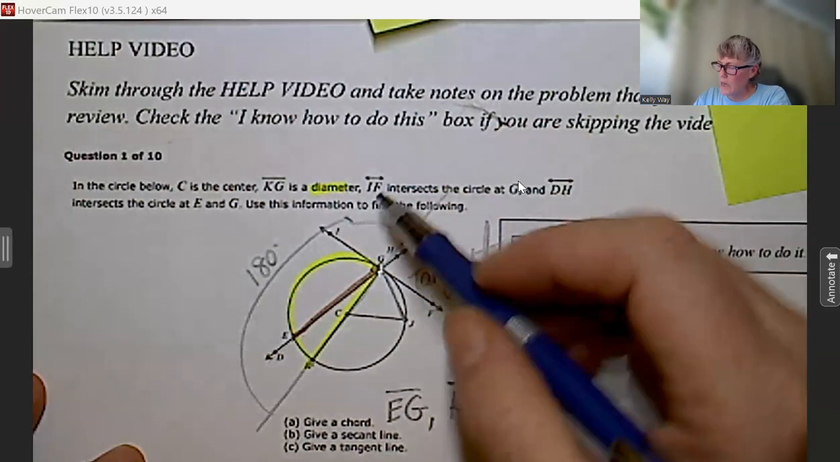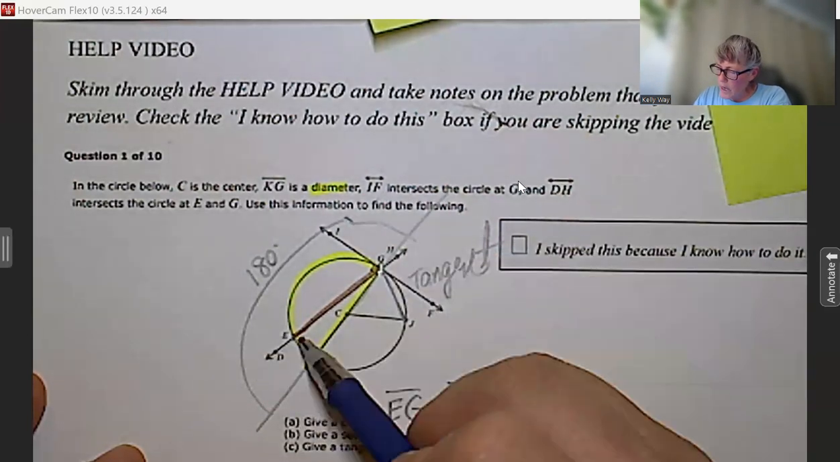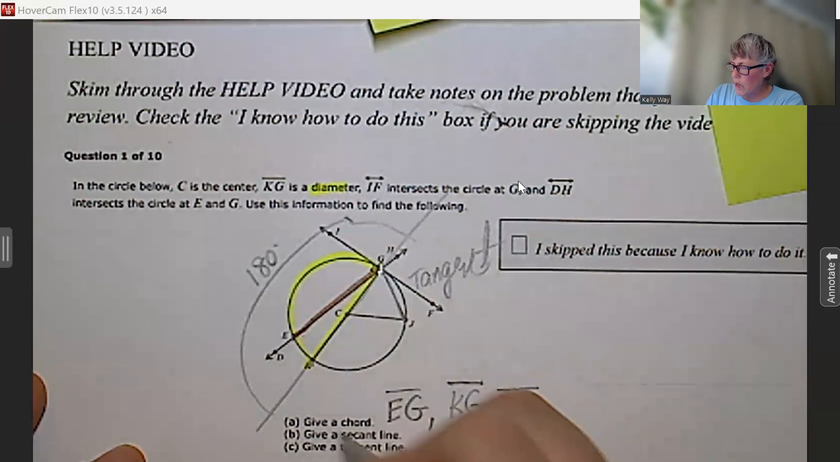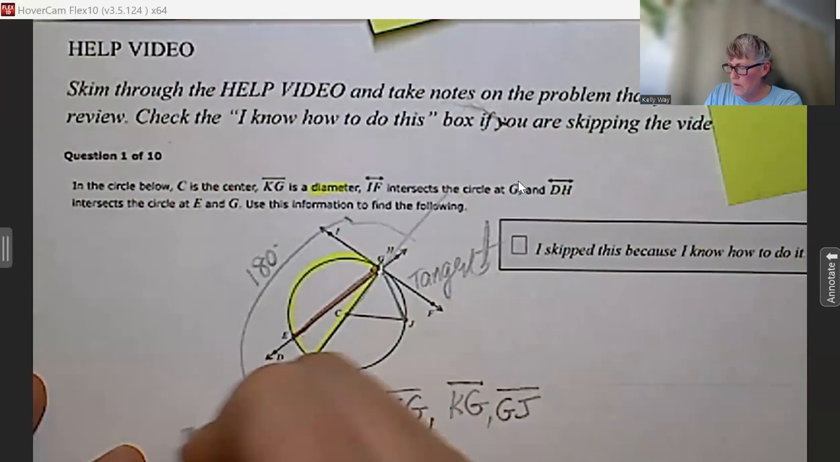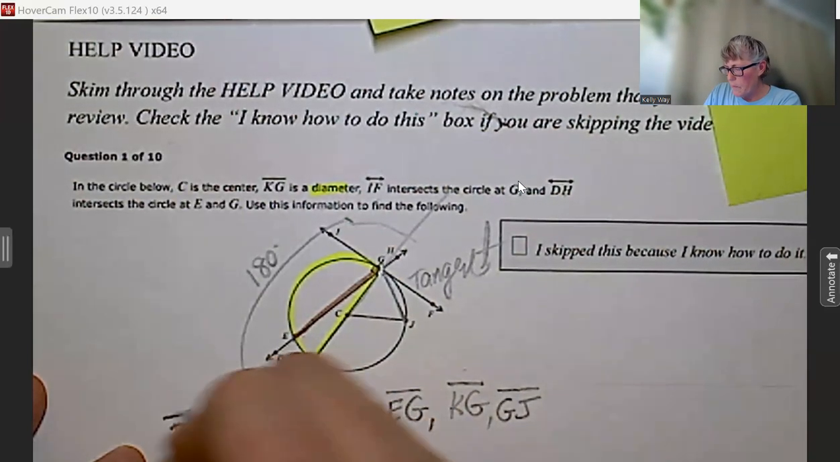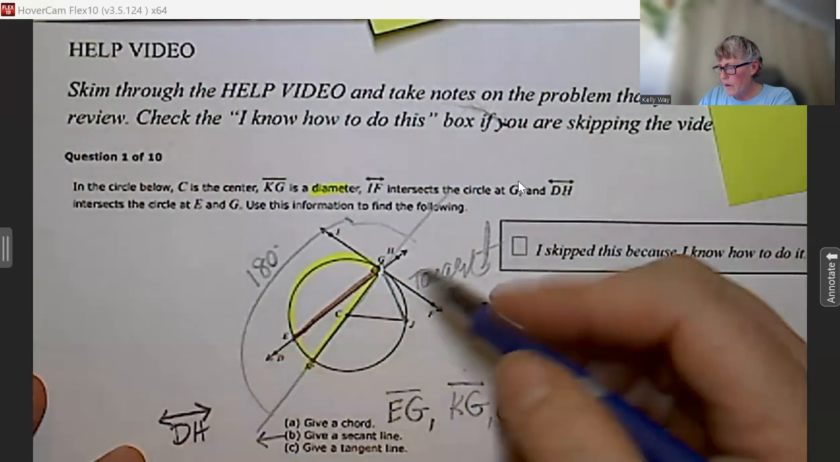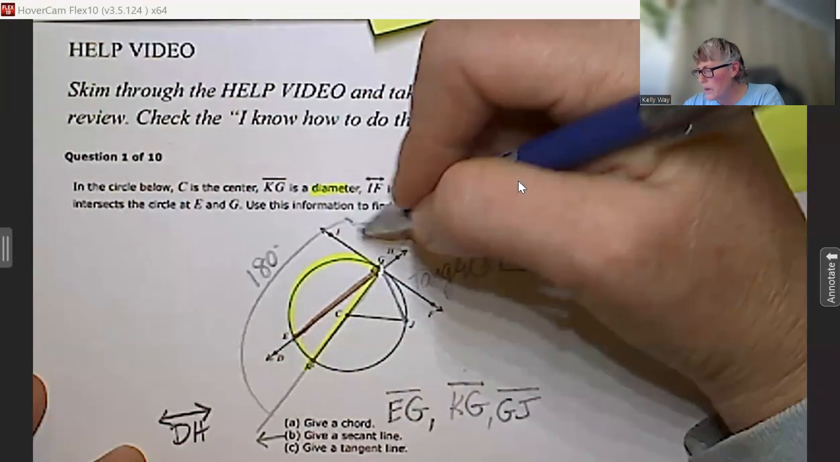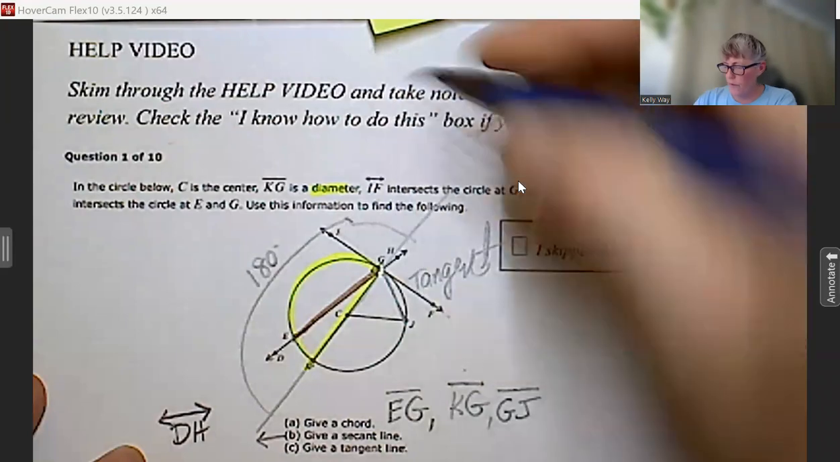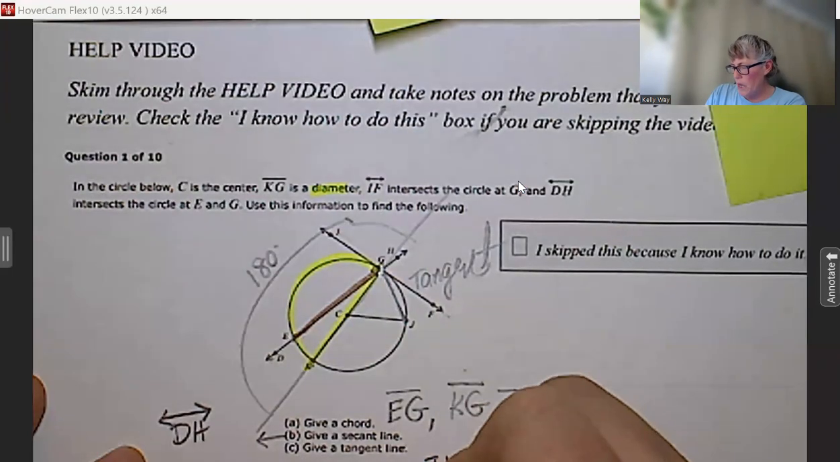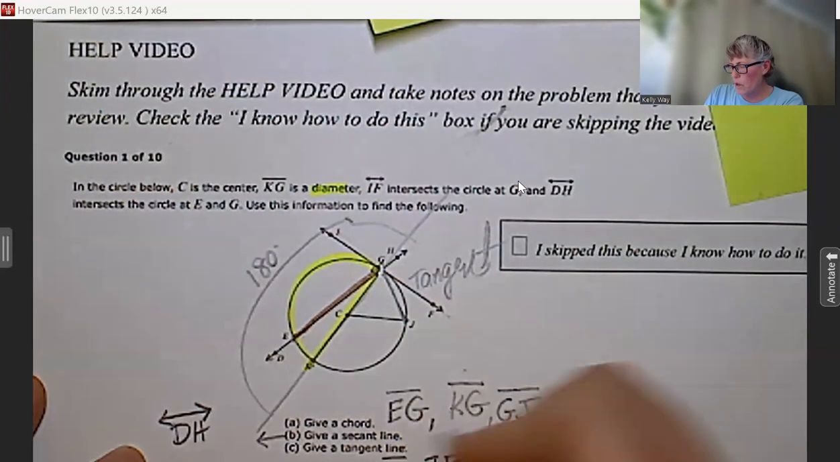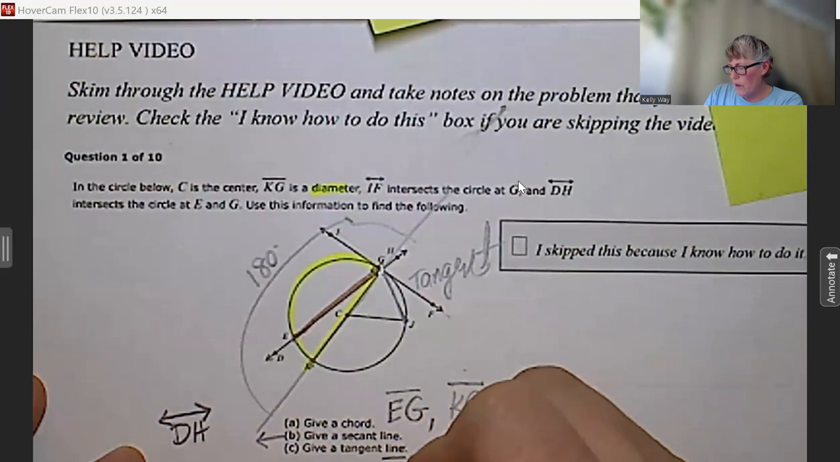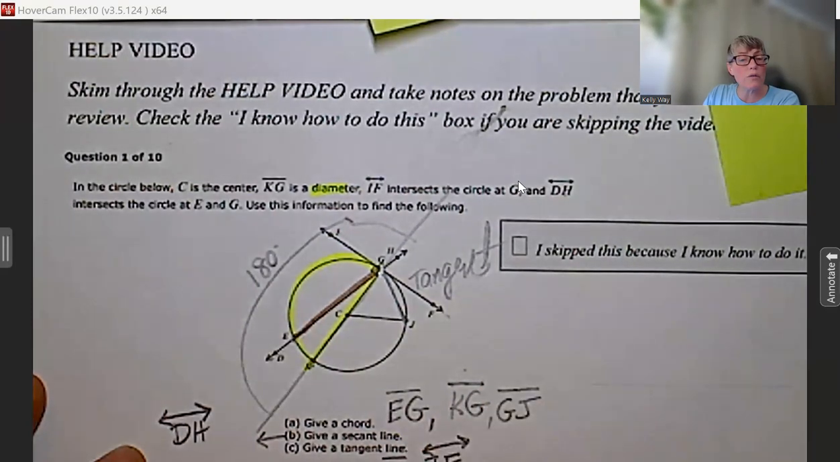A secant line goes through the outside, so that would be DH, the line would be a secant. And then give a tangent line, that would be I to F. And it must be a line because it specifically uses the terminology a line, IF line. So that's an example of each of those.